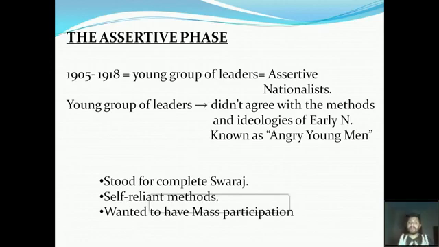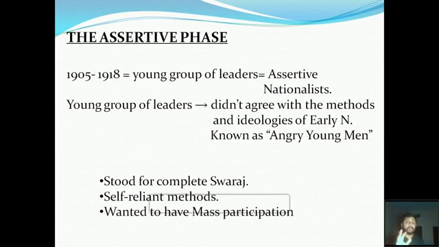As a result, two presidential candidates came forward, one from the early nationalist leaders and the other from the assertive nationalist leaders, and finally it became a big clash between both the groups. So that's why the Surat session is considered a very bad event in the history of the Indian National Congress.